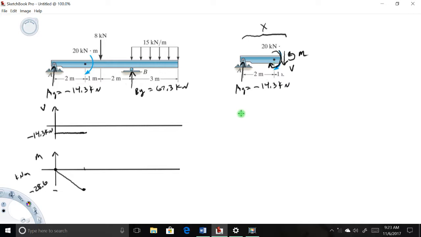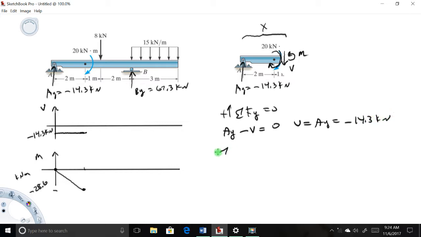So I'll go ahead and write a force equation. Sum of all forces, y direction equals 0. So we're going to have AY minus our shear equals 0. So the shear is equal to AY, which again is minus 14.3 kilonewtons.